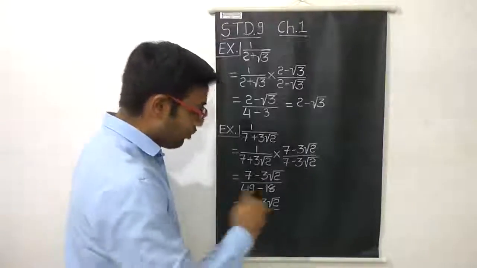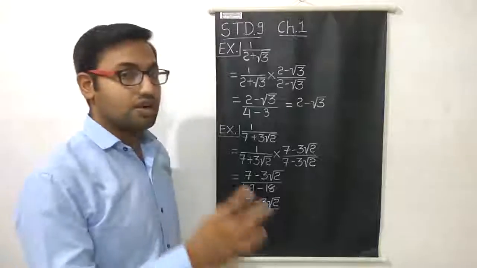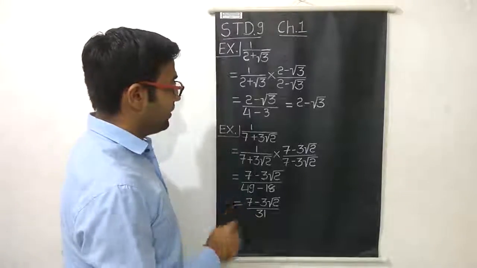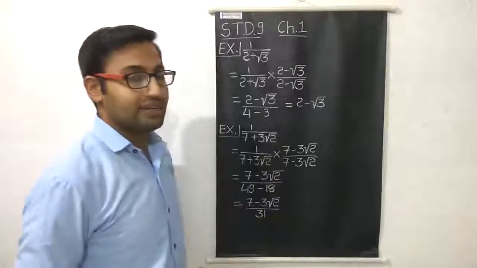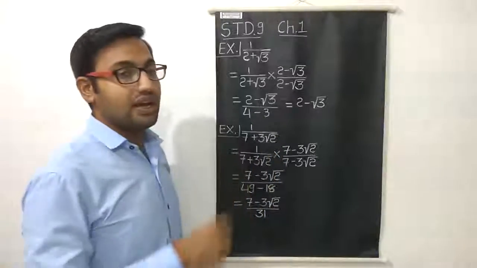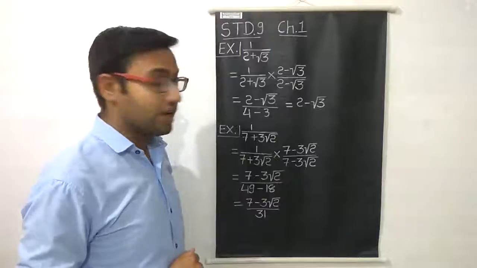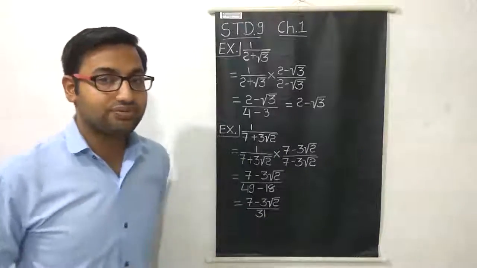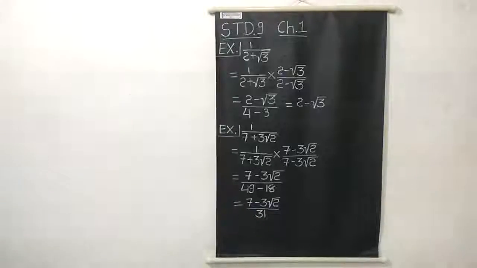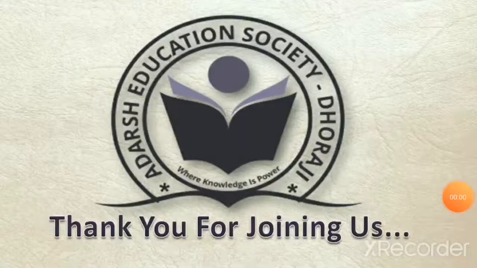So now our denominator is 31 and 31 is a rational number. So we convert the denominator from an irrational number to a rational number, and this is called rationalizing the denominator. Okay, so this is all about this lecture. Okay, thank you. Thank you for joining us.